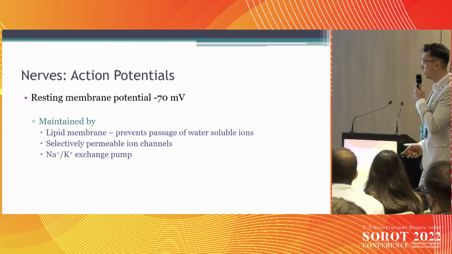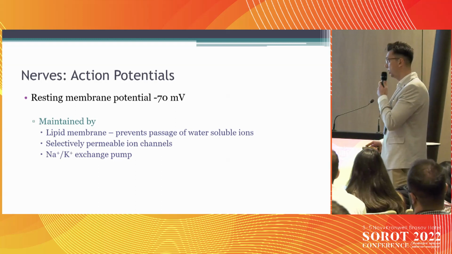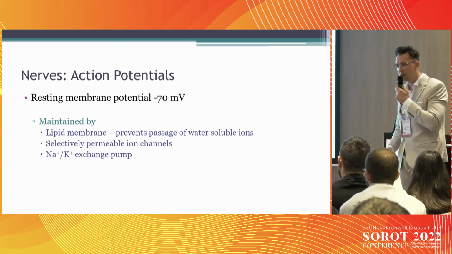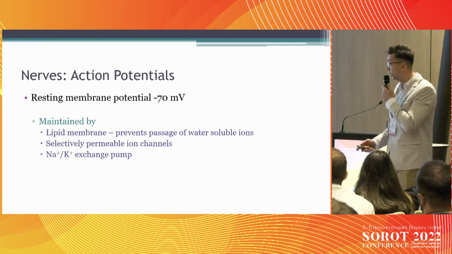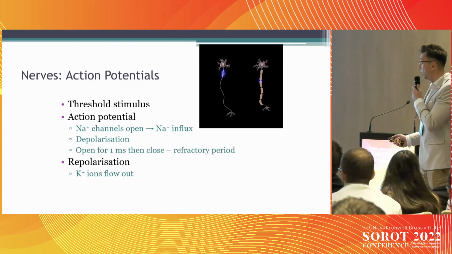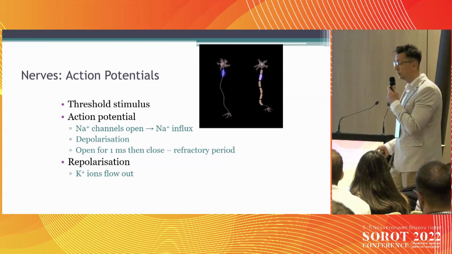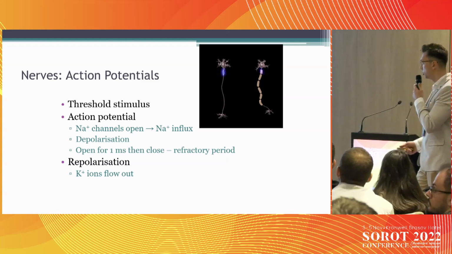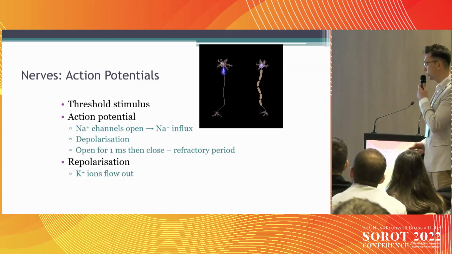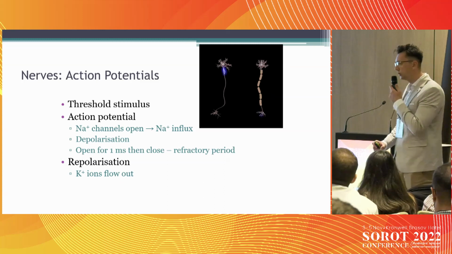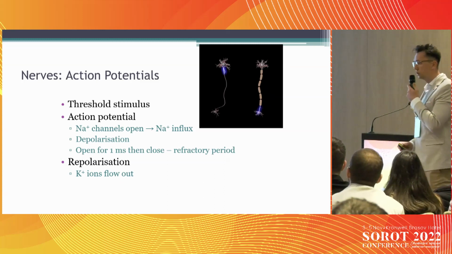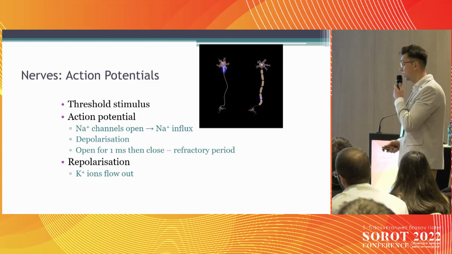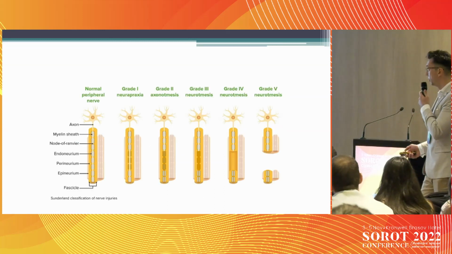Action potential: resting membrane potential is minus 70. It's maintained by the lipid membrane, selective permeability of the ion channel, and Na-K exchange pump. The threshold stimulates the opening of the sodium channel, so there is sodium influx into the cells, so we have depolarization. It increases the membrane potential to plus 10. Depolarization takes only 1 millisecond, and after that, it's repolarization.